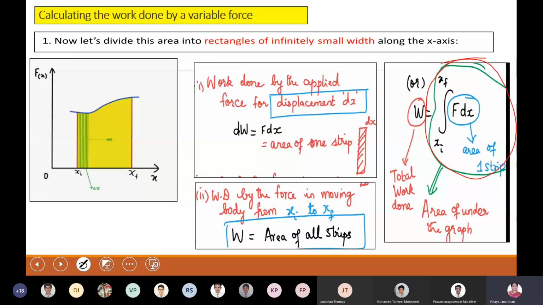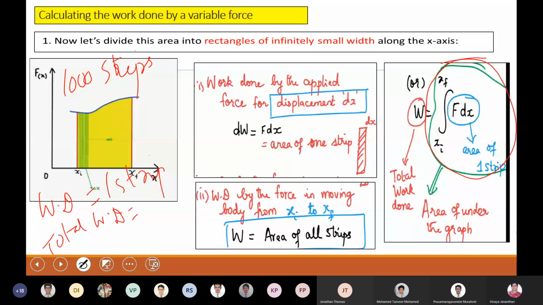integral calculus. Instead of adding, see how I have divided it into 1000 strips, right? I am finding the work done for one strip. So what is the total work done? Total work done will be equal to adding the work done for all 1000 strips. It will become tedious. Instead of that, you go for a mathematical expression. The total work done is integral.